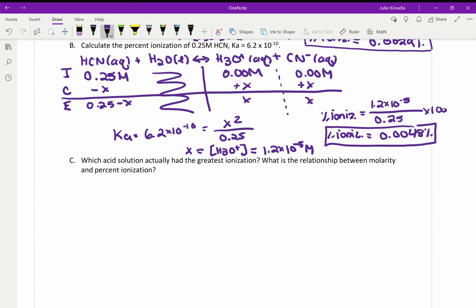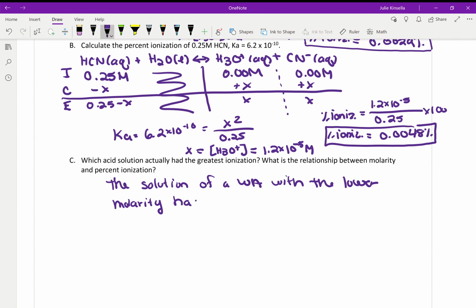It's just that idea that a solution of a weak acid with the lower concentration or molarity has the greater or higher percent ionization.